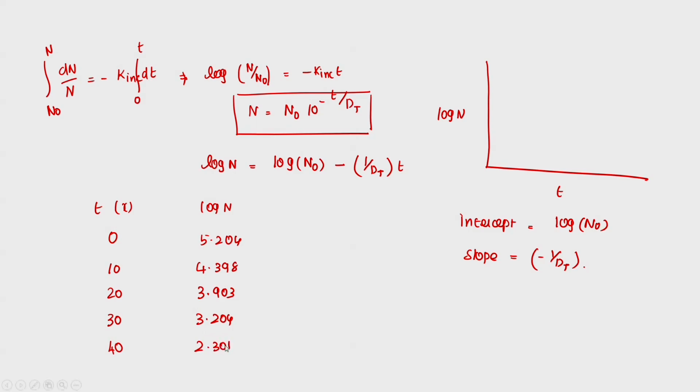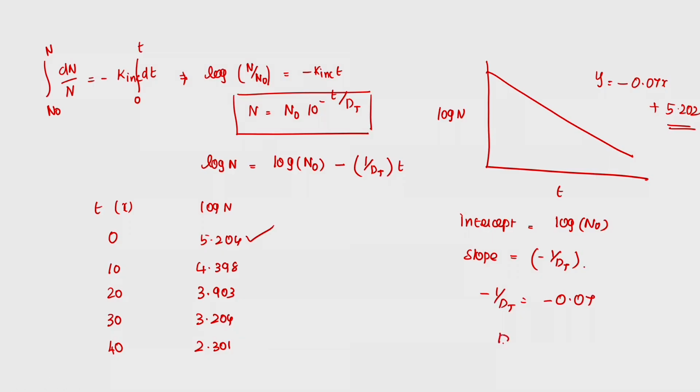So we calculated, and it becomes a straight line. It gave me minus 0.07x plus 5.20. 5.202 is nothing but log n naught. So this is what we got. Then the slope is nothing but minus 1 upon D, which is minus 0.07.